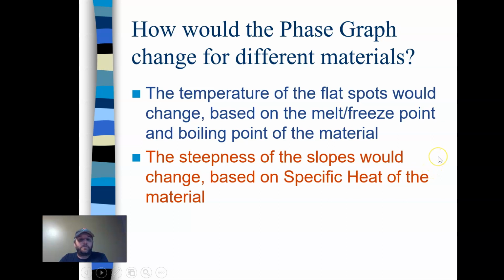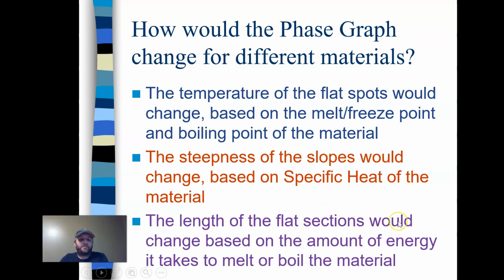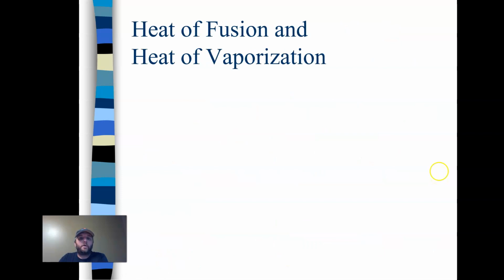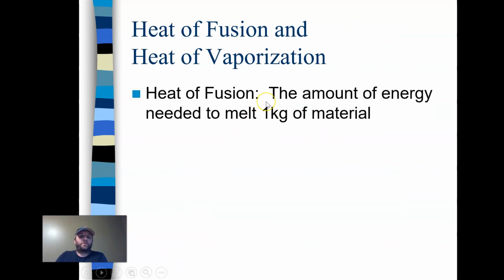The last thing that might be different would likely be the length of those flat sections, because that's based on how much energy it takes to melt or boil a material. And in fact, that brings us to our next little concept here. The amount of energy it takes to melt a kilogram of material has a fancy name. It's called the heat of fusion. Not sure why it's not the heat of melting. I don't know. It's called the heat of fusion.